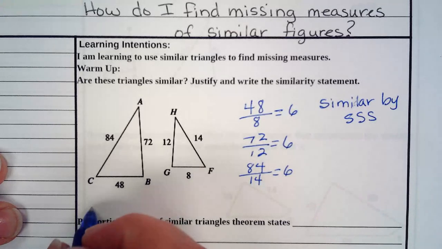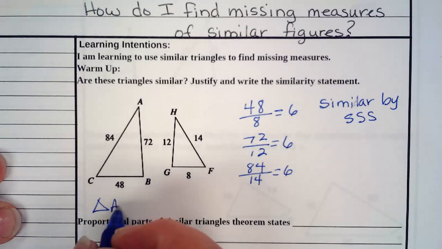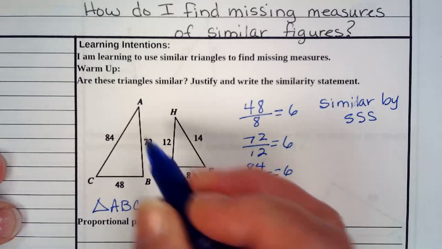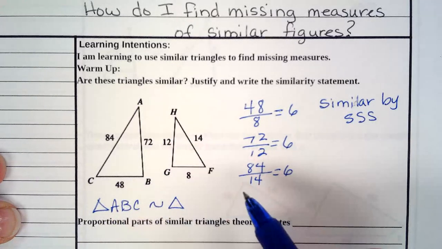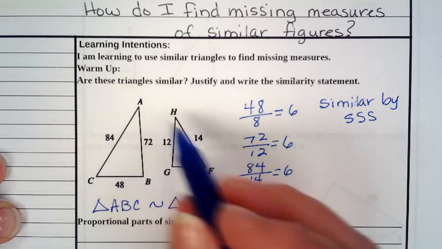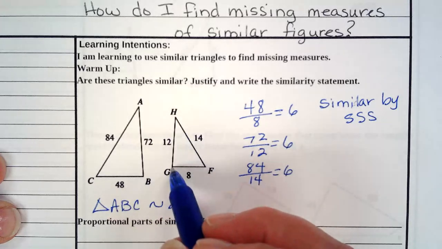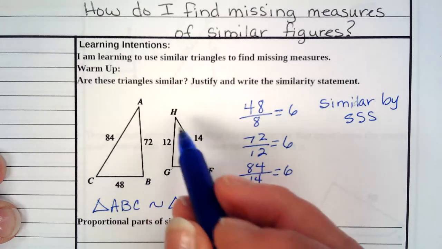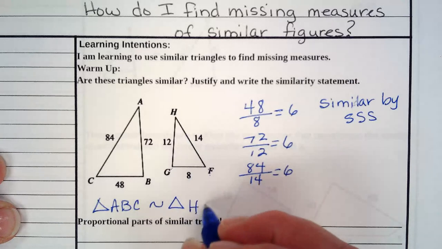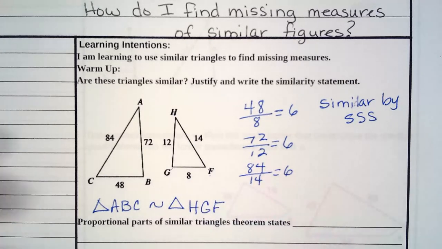And let's see, triangle ABC is similar to triangle, okay, from A to B is my middle part. I go middle, small, large. Middle, small, large. H, G, F. Okay, now what is my scale factor?